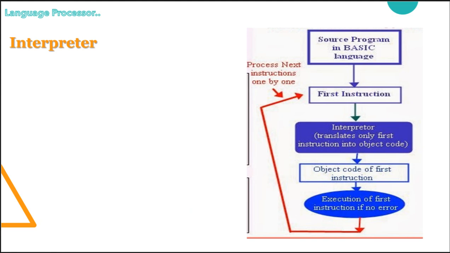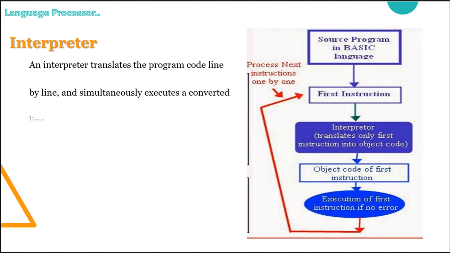I told you that interpreter and compiler both will convert high level languages into machine code. But there is a difference between interpreter and compiler. Our compiler will examine and translate a complete program in one go. But our interpreter can examine and translate the program instruction by instruction. An interpreter translates the program's code line by line and simultaneously executes each converted line.